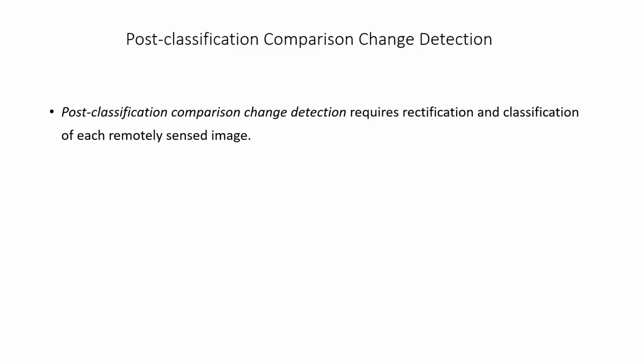Post-classification comparison change detection requires rectification and classification of each remotely sensed image. What does that mean? Step 1, rectify the two images so they line up as perfectly as possible, so that there are not differences in values because the images aren't lined up. Step 2, classify both of the images according to a list of land uses or land covers, however you're classifying it, and use the same classification scheme on both images.